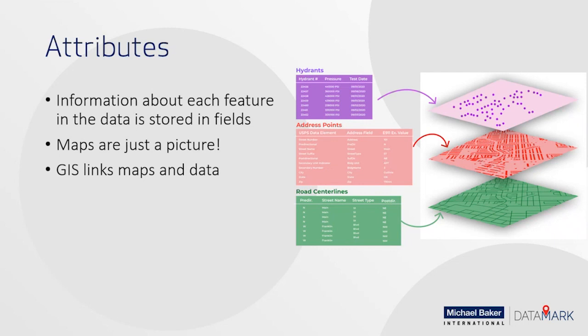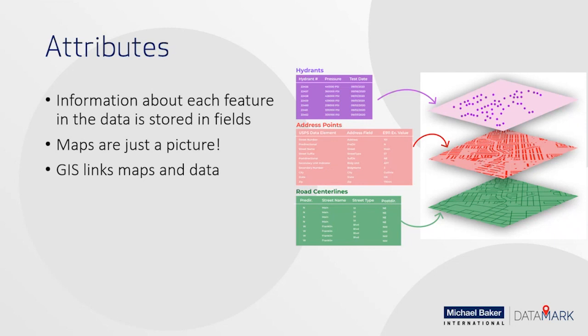If I draw in a road center line for Green Street, I need to be able to provide the prefix, the suffix, any directionals that are associated with that road center line. I also need to provide the road range. I need to provide any community information. There's a lot of information that you're not going to necessarily get when you look at a paper map. So attributes are very powerful in this way.